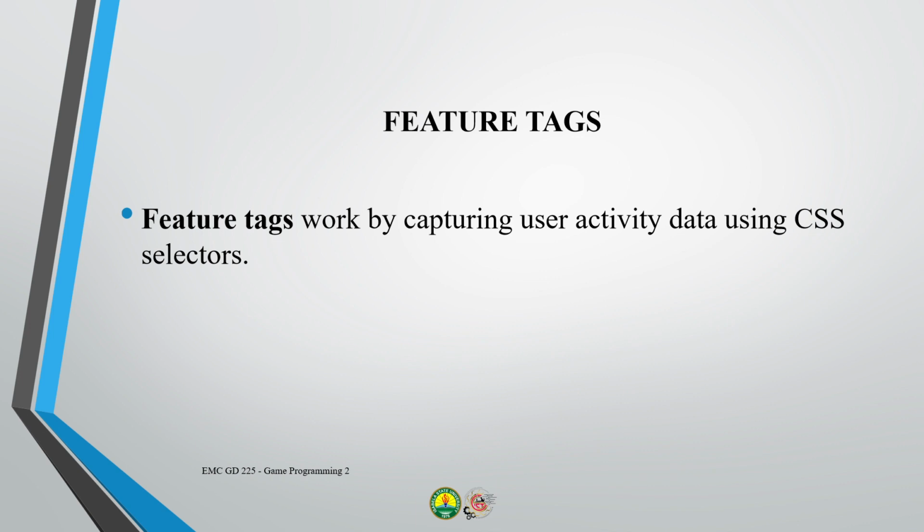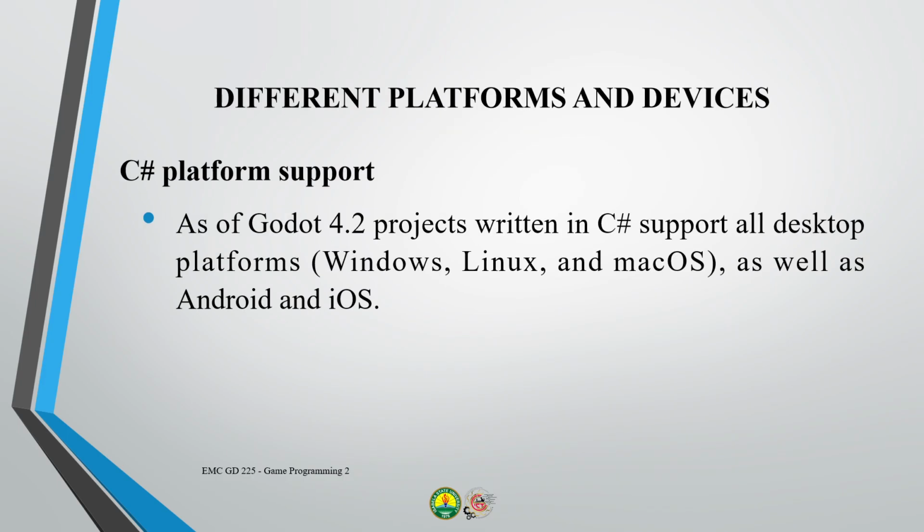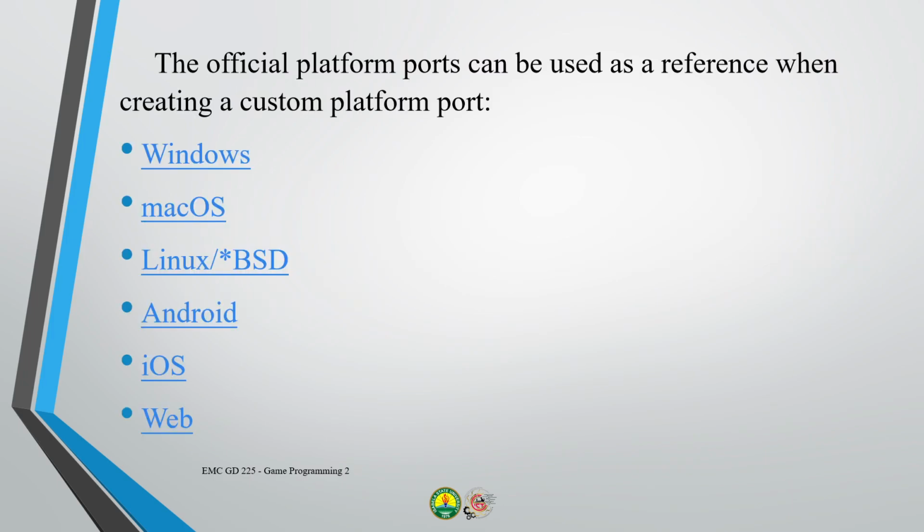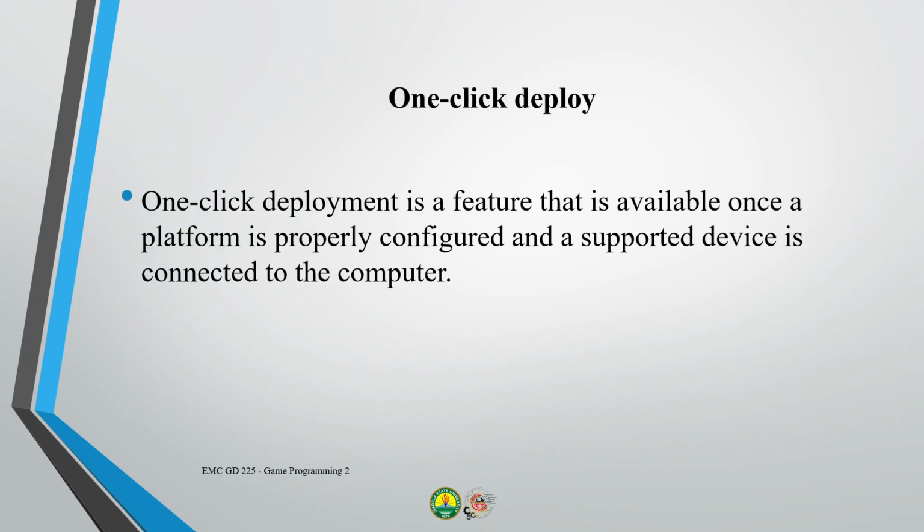What are feature tags? Feature tags work by capturing user activity data using CSS selectors, different platforms and devices. C# platform support. As of Godot 4.2, projects written in C# support all desktop platforms, Windows, Linux, and macOS, as well as Android and iOS. The official platform ports can be used as a reference for creating a custom platform port: Windows, macOS, Linux or BSD, Android, iOS, and web.